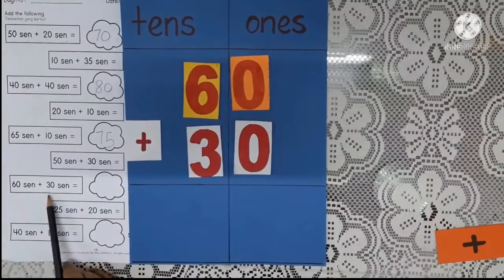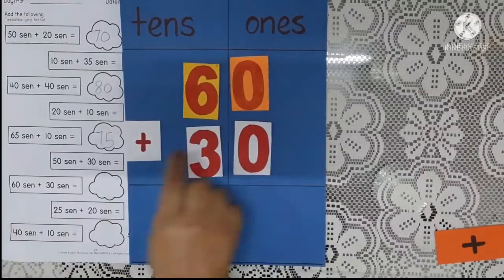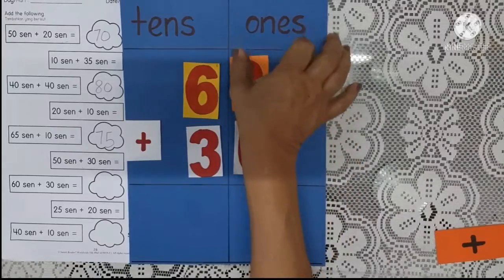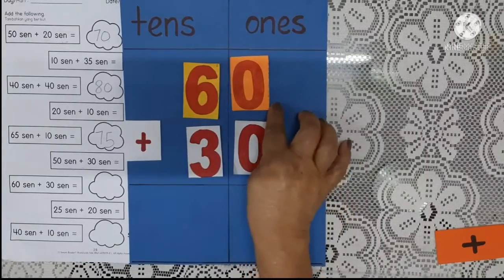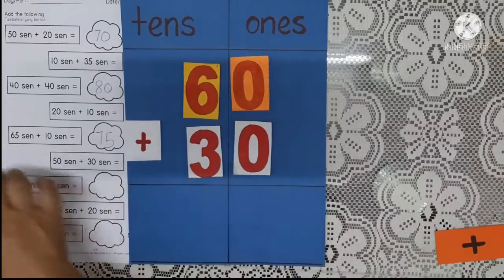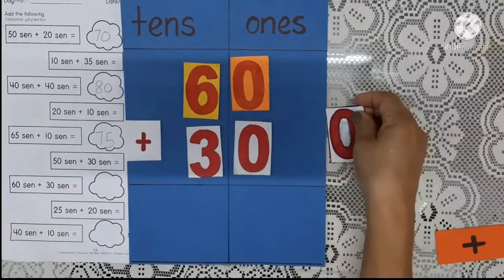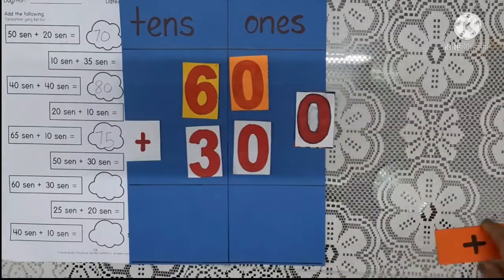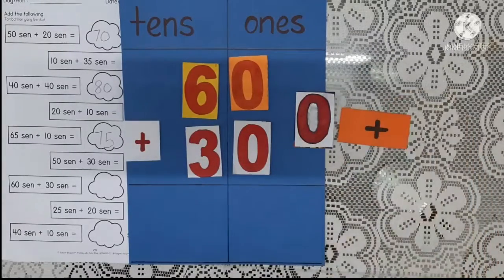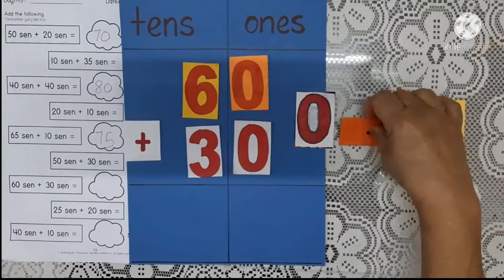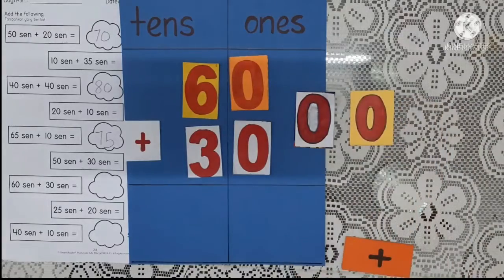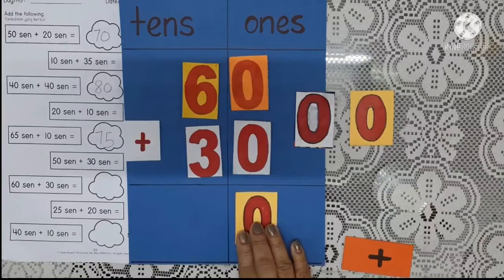Now the next question. 60 cents plus 30 cents. 60 plus 30. Now let's do the ones column first. 0 plus 0. Now 0 plus 0 equals 0 because we do not add anything.